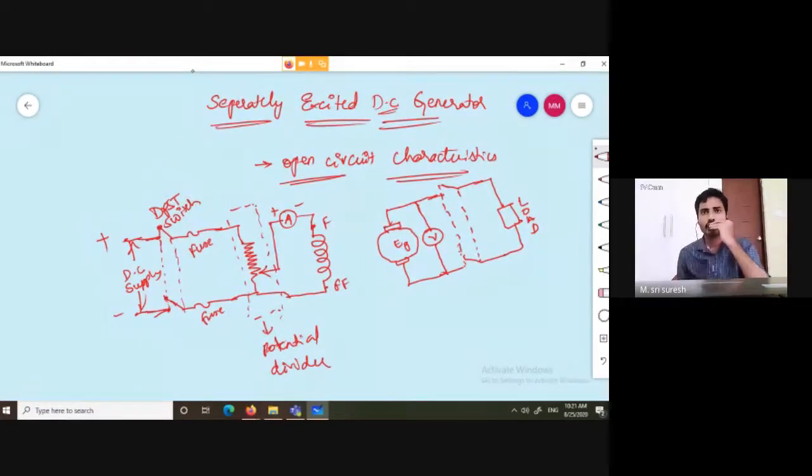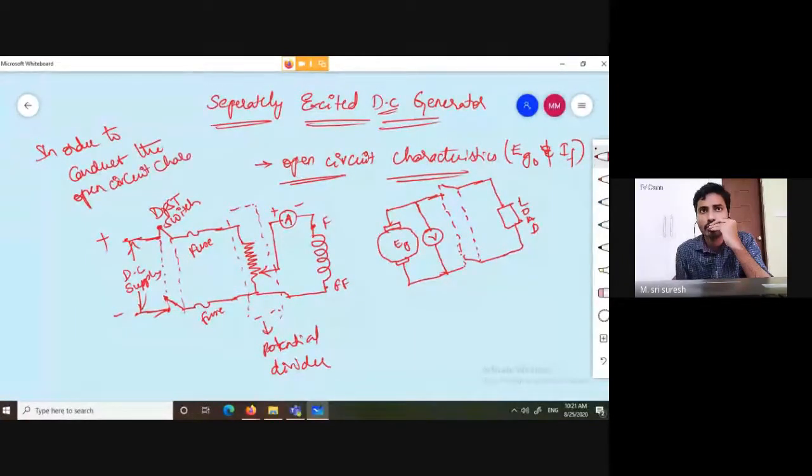Now this is the experimental setup. In order to conduct open circuit characteristics, first of all, what do we mean by open circuit characteristics? Open circuit characteristics are drawn between EG0 and IF, where IF is the field current. So to conduct the open circuit characteristics, the load should not be connected to the generator.